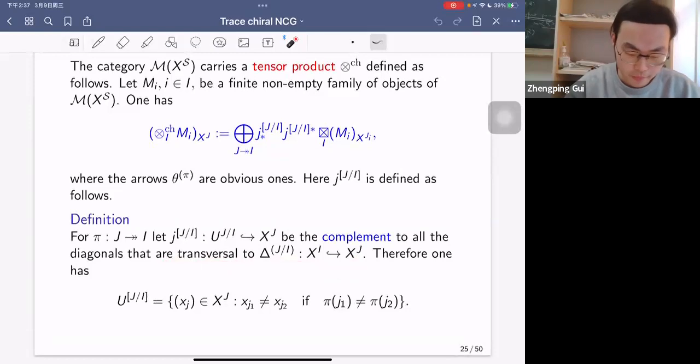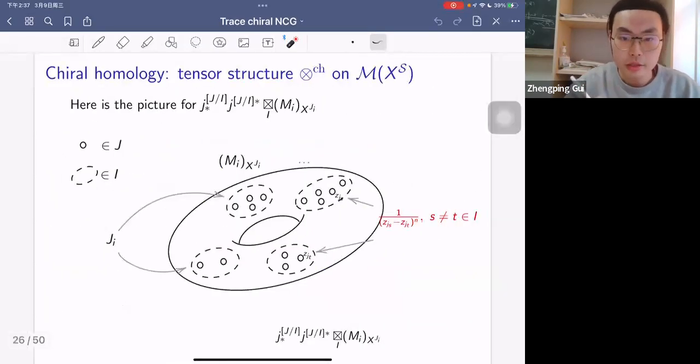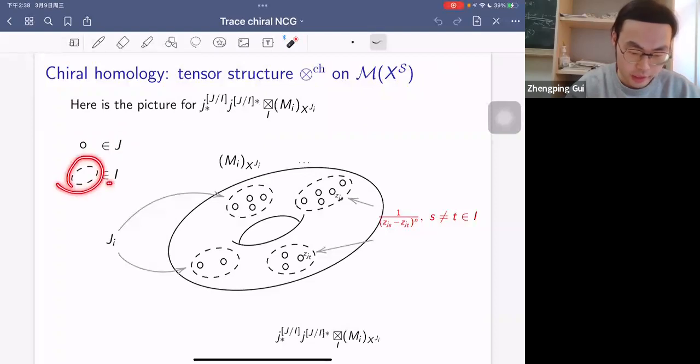So therefore, this is an open subvariety that satisfies this condition: x_{j1} is not equal to x_{j2} if and only if they don't have the same image under the surjective maps. So here is an intuitive picture. The dot is an element in J, and the circle is an element in I.